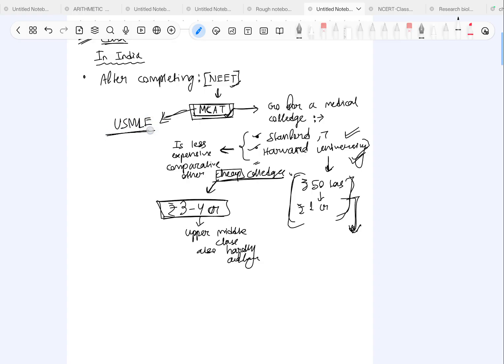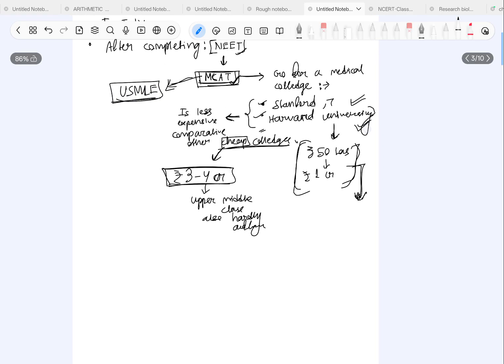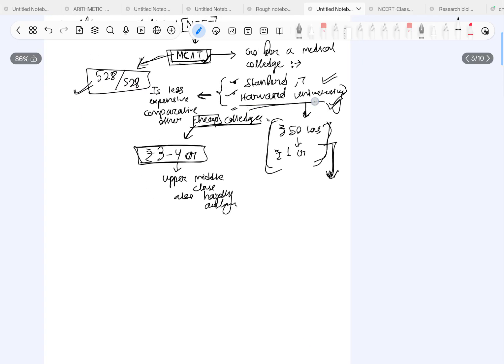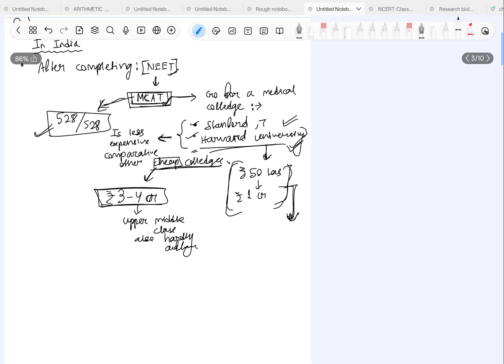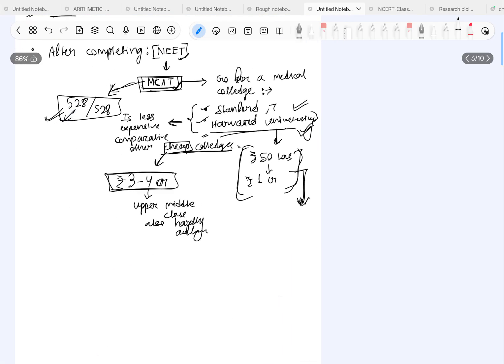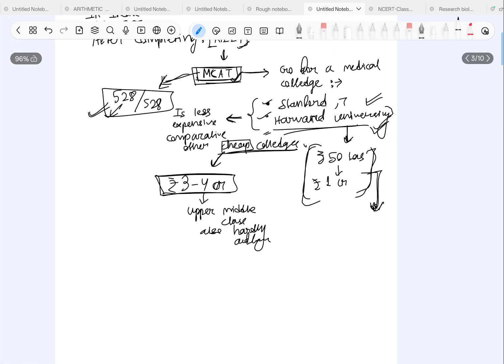You can directly go for the USMLE exam, and after going to Harvard University, let's assume that you scored 528 out of 528, which means a good mark. Then you will get into Harvard University. But you may not get in, even after getting full marks. I will tell the case where you may not.